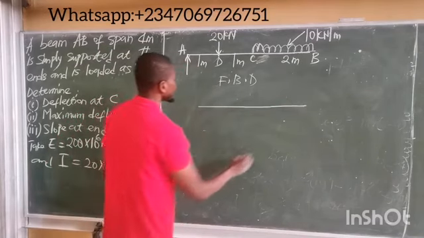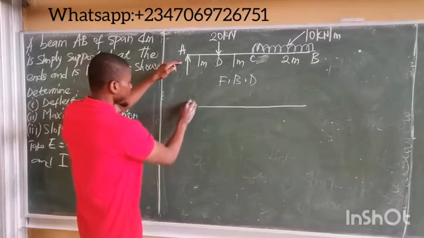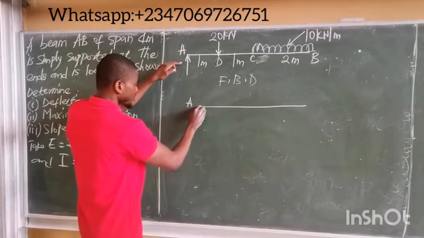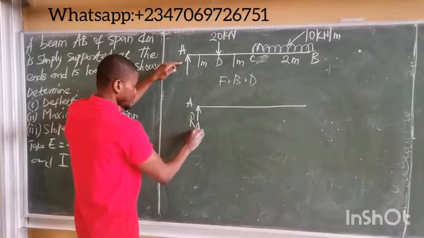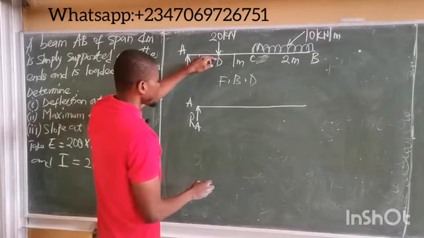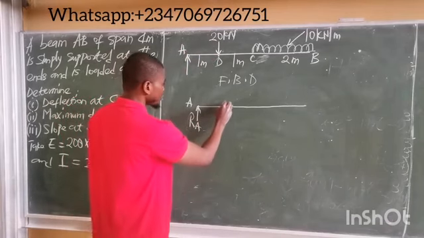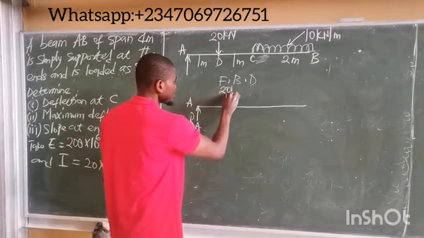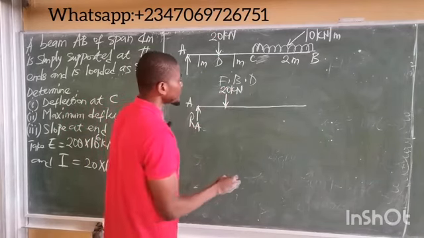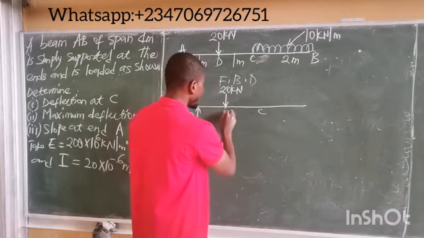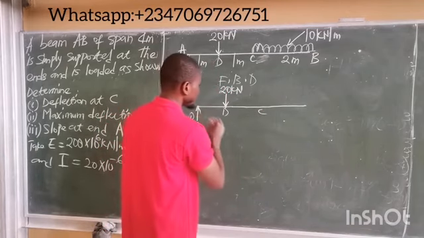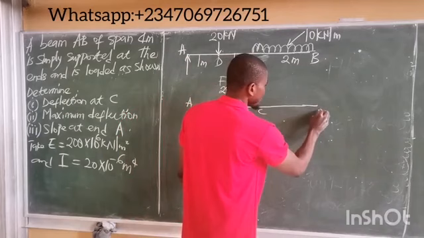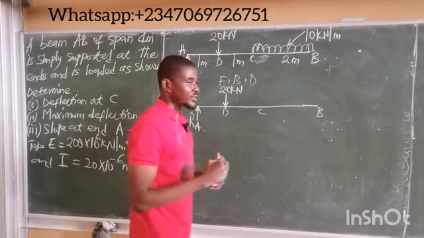At point A, we have the reaction at A. Let's simply call this support RA since it's unknown. At point D, we have 20 kilonewtons acting downwards. Between C and B, we have a UDL.